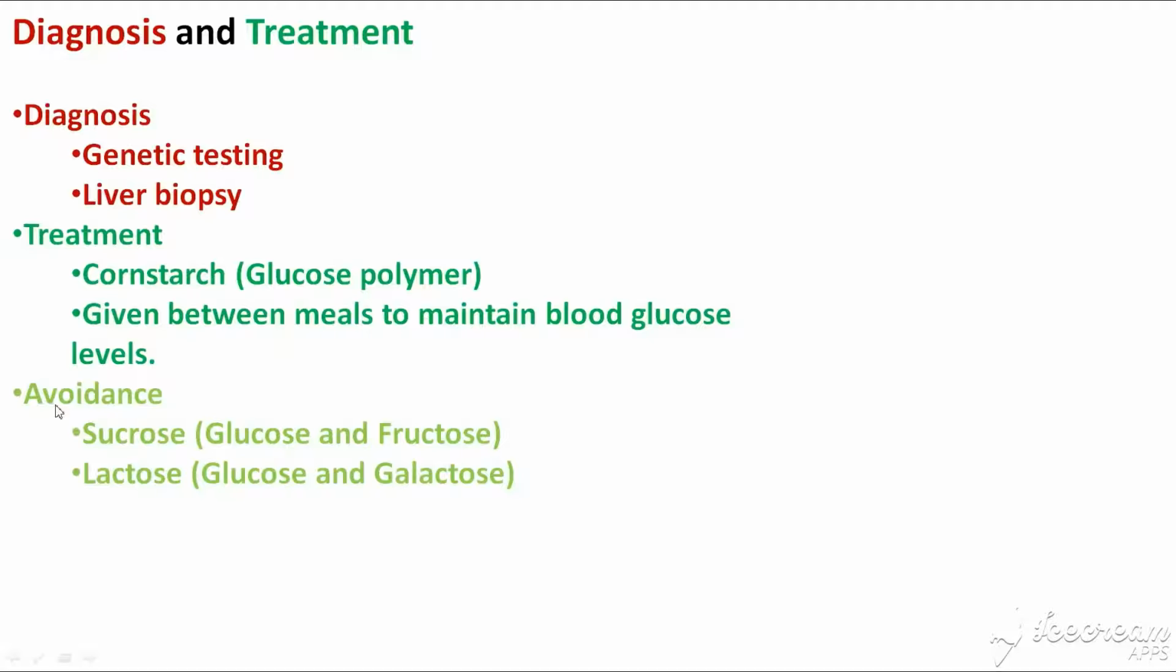These patients, of course, are going to have to avoid anything that contains sucrose or lactose. Sucrose contains the monosaccharide fructose, and lactose contains the monosaccharide galactose. And like we're going to discuss in a bit, fructose and galactose can enter the glycolysis pathway, and they could eventually be converted into glycogen. So if these patients take sucrose and lactose, this is going to lead to an increased glycogen deposition inside the liver, and this could accelerate liver damage.